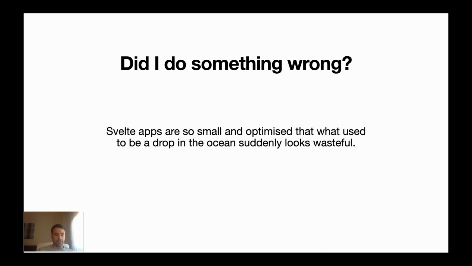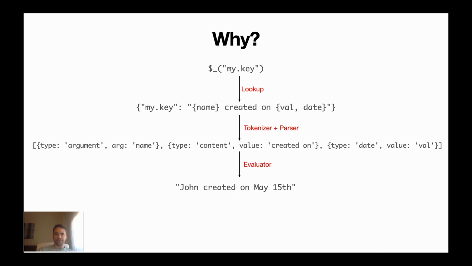Then I thought, okay, maybe I am including every language for every person, despite only needing one. But that wasn't the case either. I was including only one language and I was lazy loading the rest. So then it struck me. It's not that this library is very big. It's that libraries of this kind have always been this big. And it's only now that I realize, because Svelte apps are very, very small and optimized, so it suddenly becomes evident that they are surprisingly big.